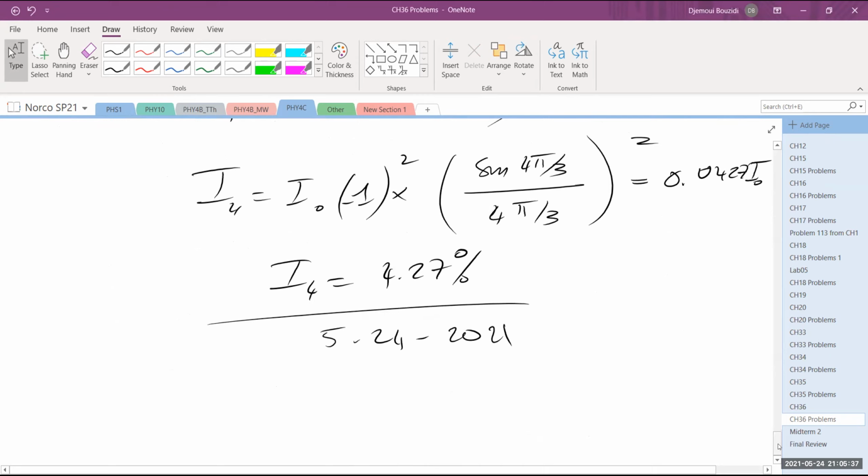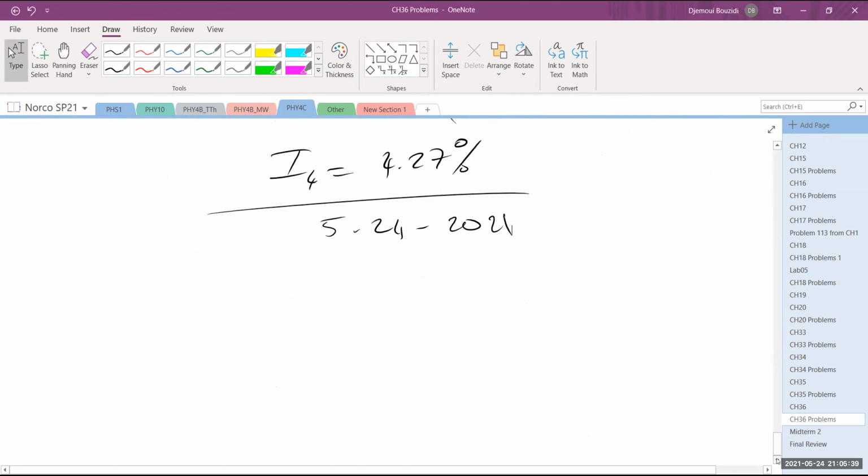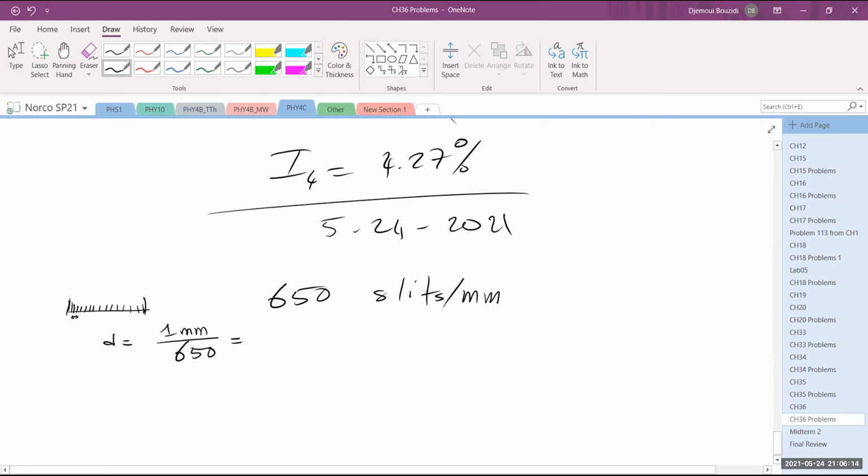Problem 57 is a short problem, a sweet problem, but it requires some work. It says that a diffraction grating has 650 slits per millimeter. In other words, if I take a whole millimeter of this grating, I have 650 slits in there. So the spacing between each and every one of them, d, is going to be 1 millimeter divided by 650.